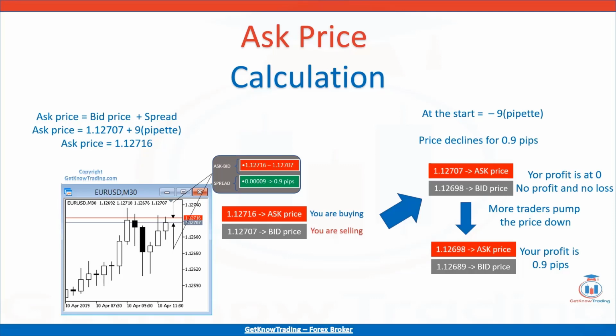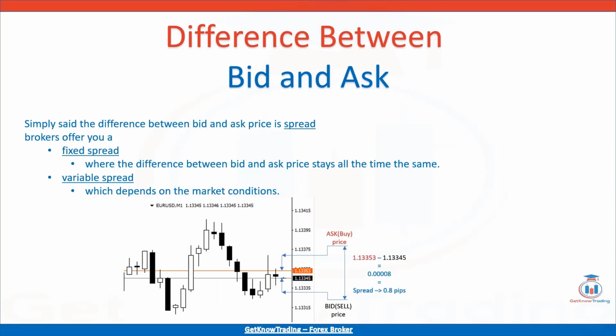But if you wait for some time and more sellers come to the market and they push the price lower, you can exit from the trade with profit. So it all depends on the supply and demand on the market. Let me explain what is the difference between a bid price and ask price. Simply said, the difference between bid and ask price is spread.